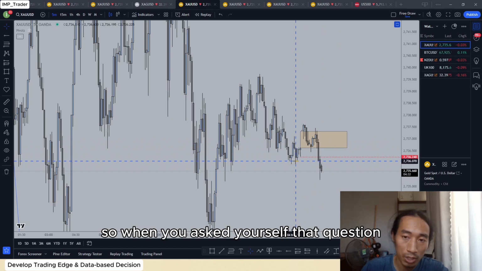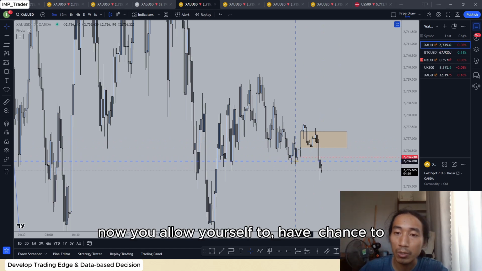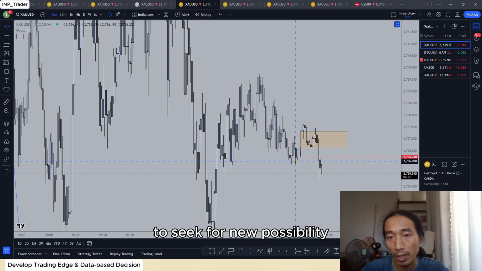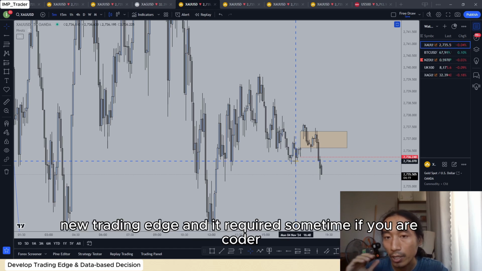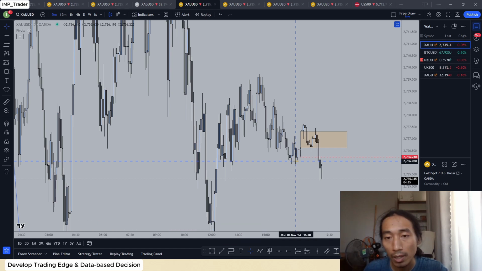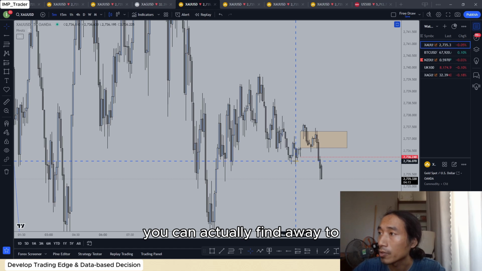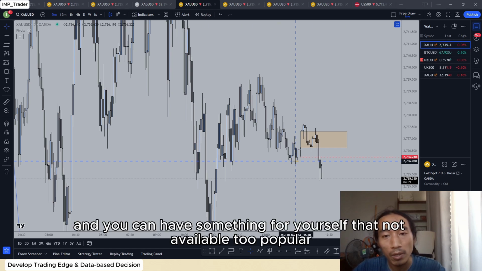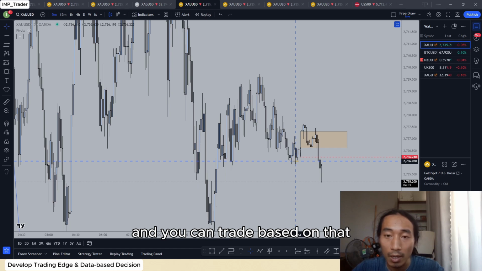So when you ask yourself that question, now you allow yourself to have a chance to seek new possibilities, a new trading edge. And sometimes, if you are a coder, you can actually find a way to do it, and you can have something for yourself that's not available or too popular, and you can trade based on that.